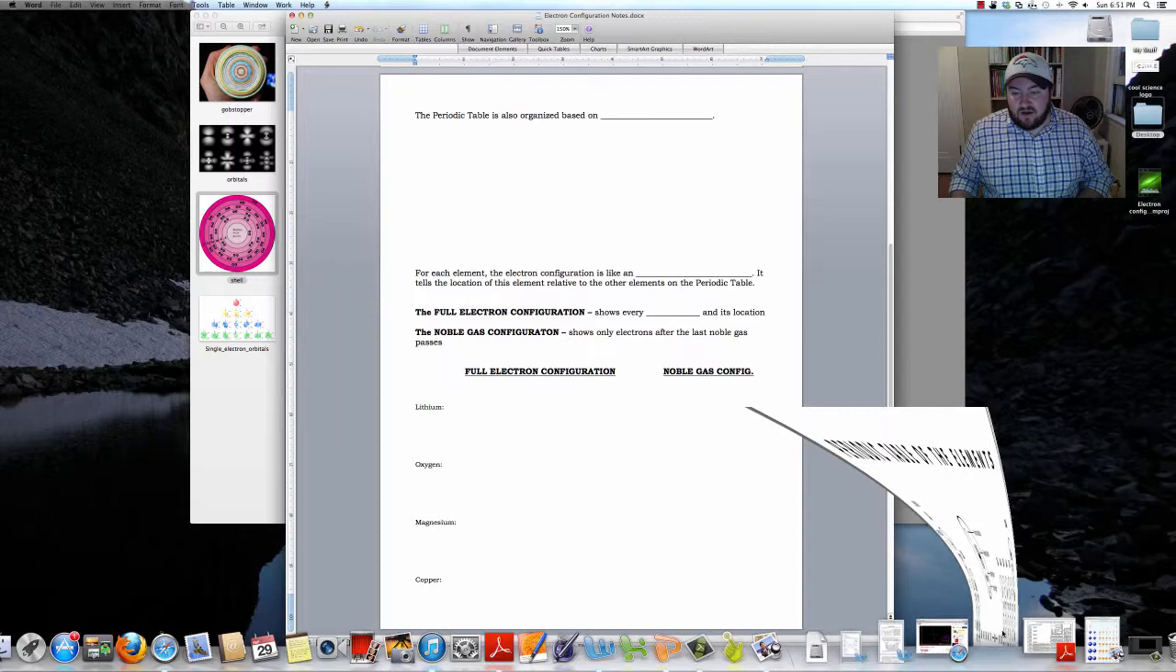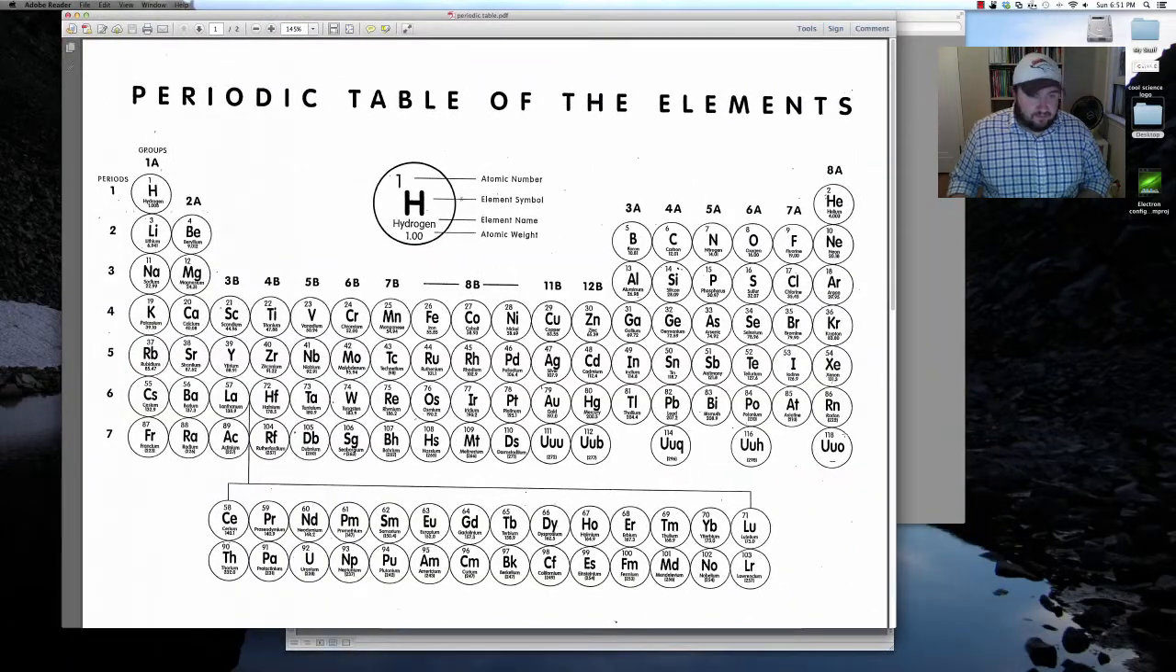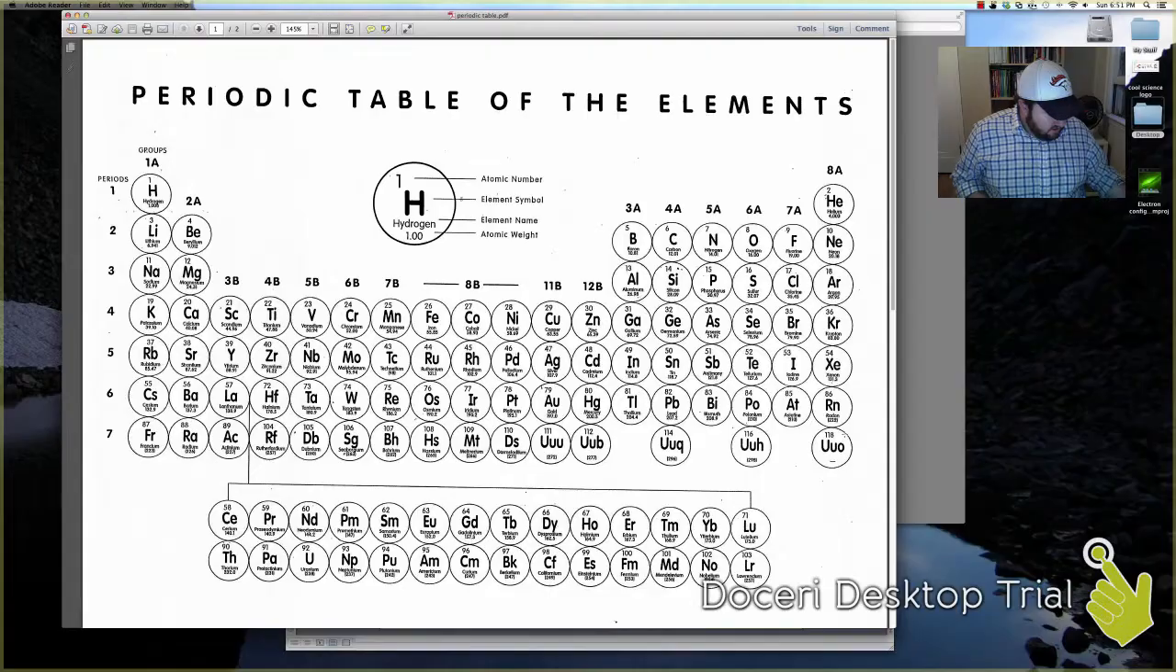So here is our standard periodic table. Notice that, like we talked about in class the other day, the periodic table has periods, which are these right here that go left to right. They're the rows. And we also have groups, which are these right here that are vertical. Groups or families that go up and down.